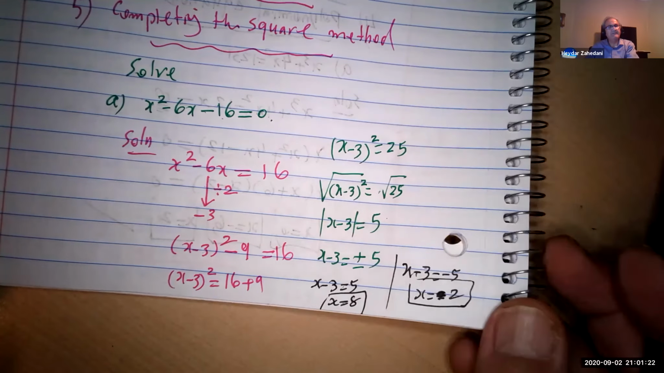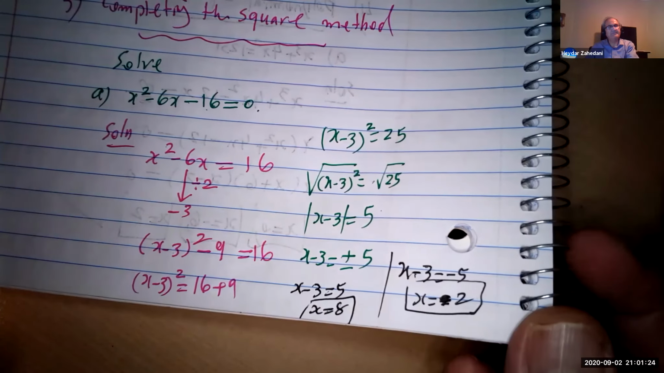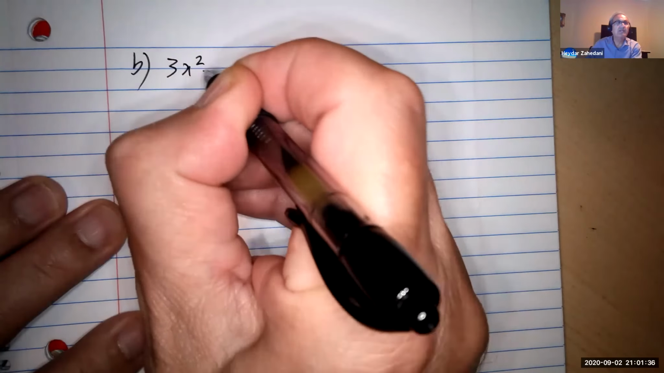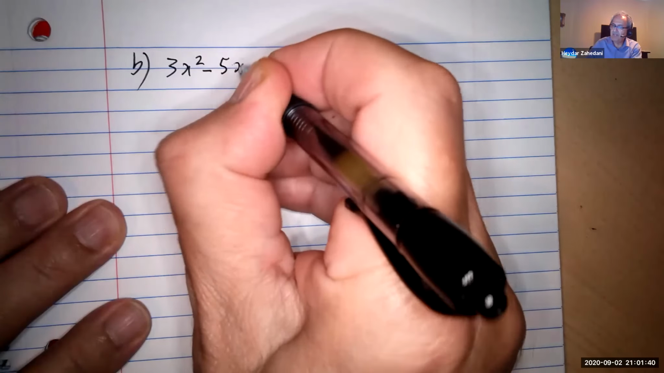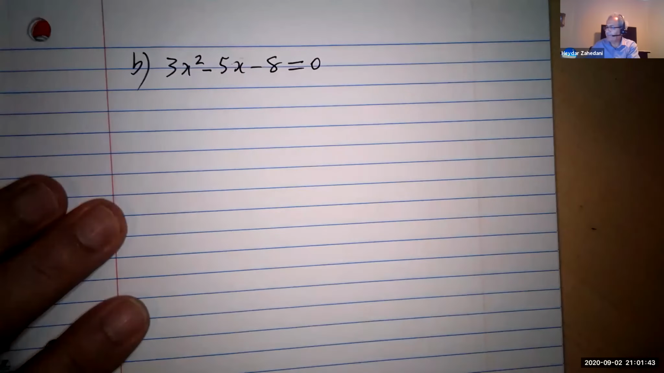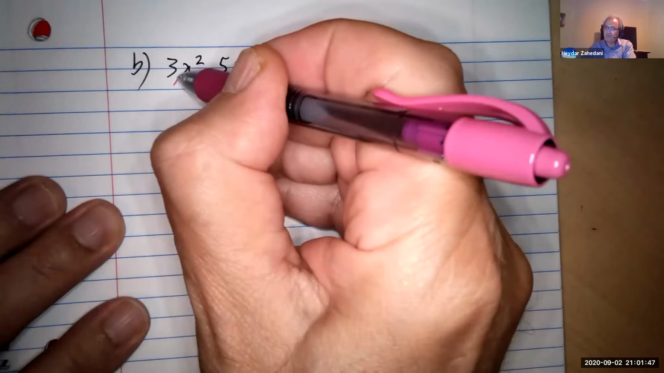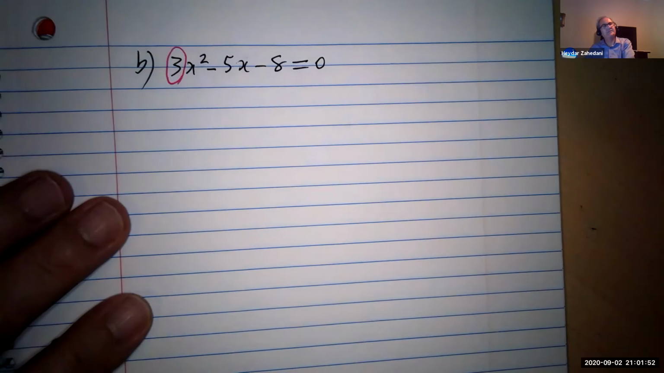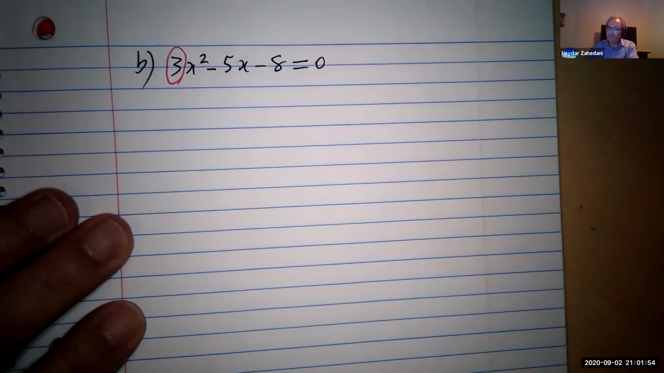Let's do part B. Any question? So part B is something with a coefficient, and you have to be a little bit careful with this one. 3x squared minus 5x minus 8 equal to 0. You see, the first thing to notice is this number. You can't do it, you need 1. So divide by 3, both sides.